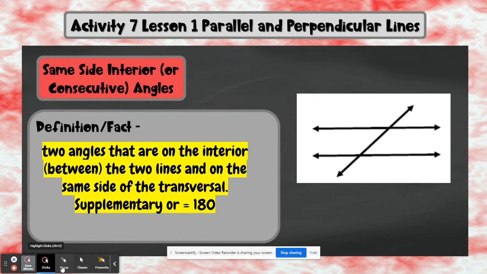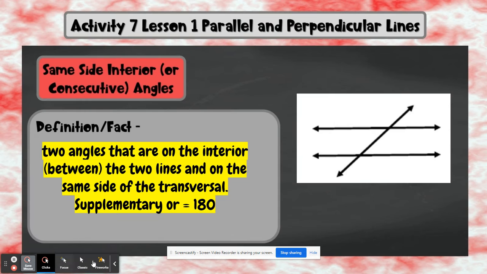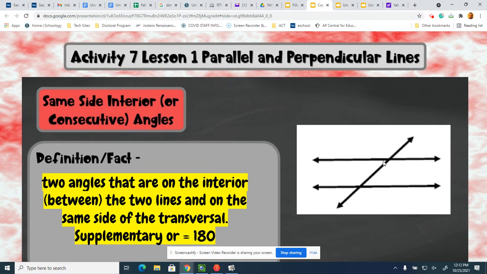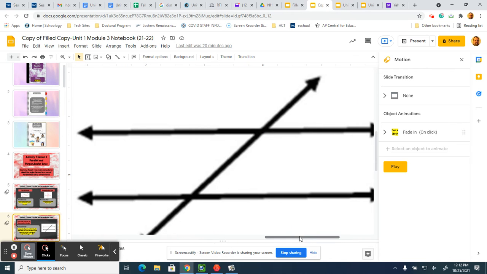You just highlight this. It's always going to be on the inside of these parallel lines and on the same side of this transversal. That's the reason we call it same side interior. Okay. We've got to zoom in on this. Let me get it to the right place, okay, to where you can see it, because there are actually two sets of these angles.